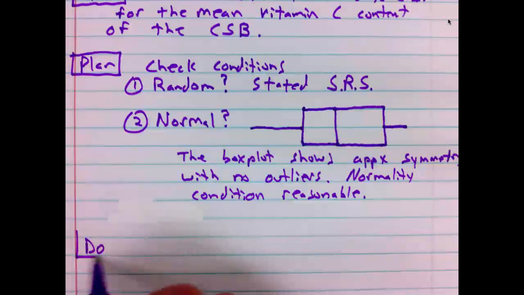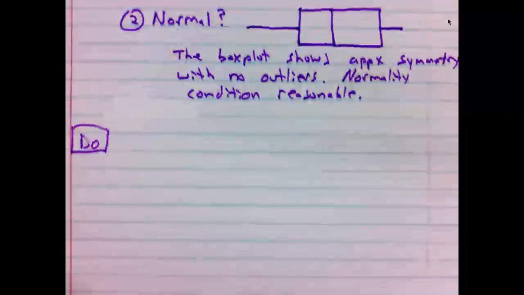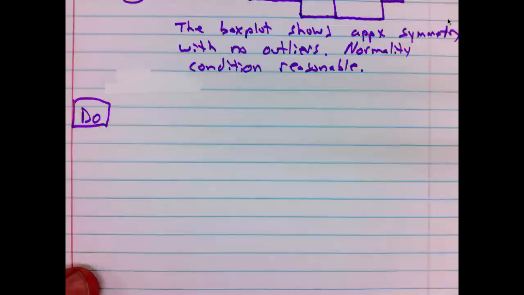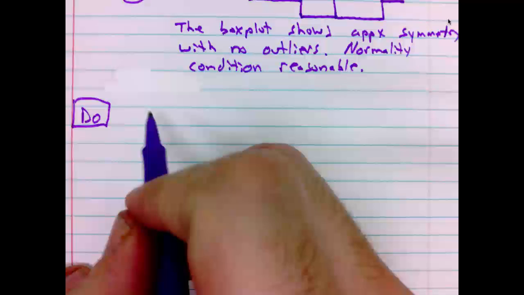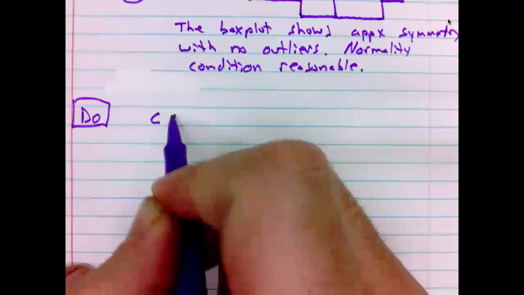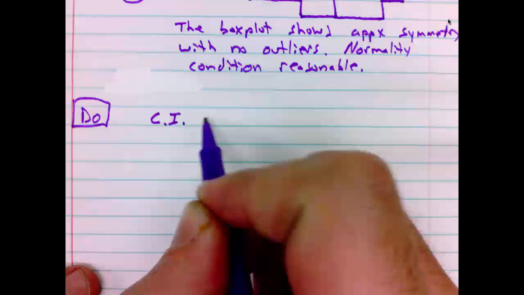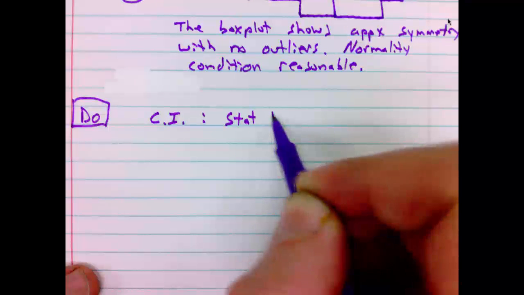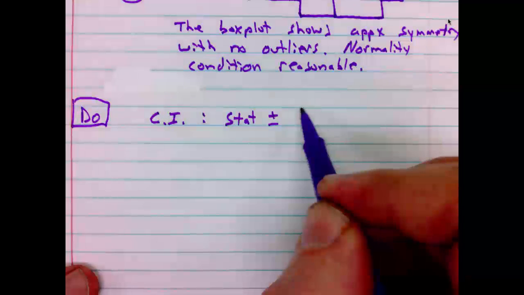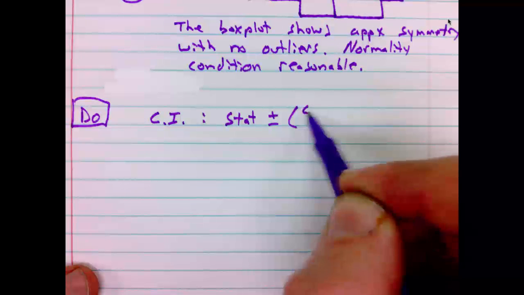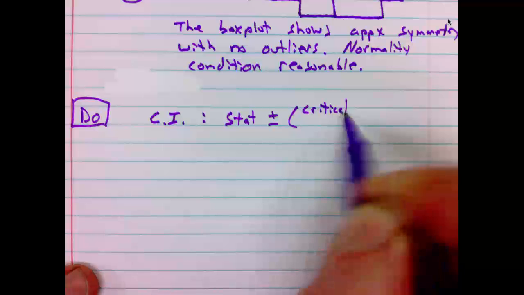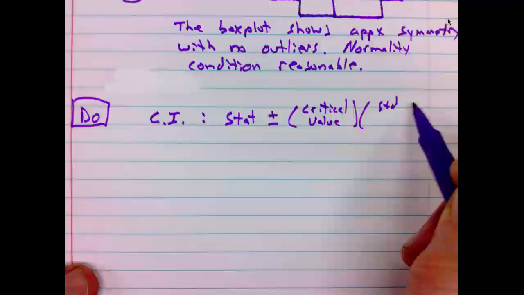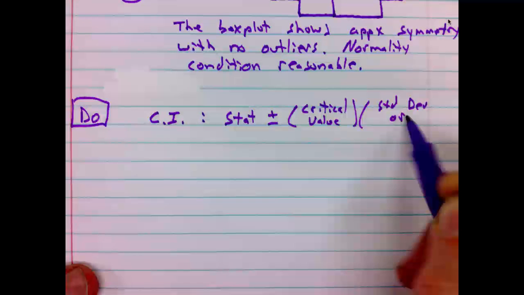All right. Next, do. We're going to actually construct our interval here. We're going to reference our formula chart. Going to the formula chart, it says that the confidence interval is some statistic plus or minus a critical value times a standard deviation of the stat.